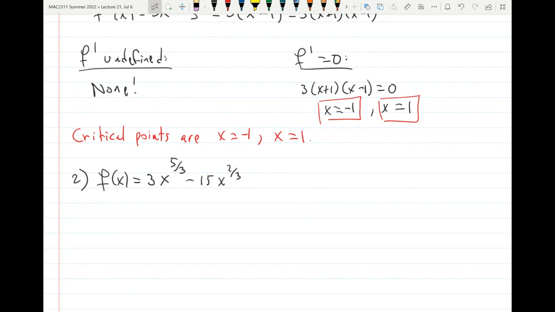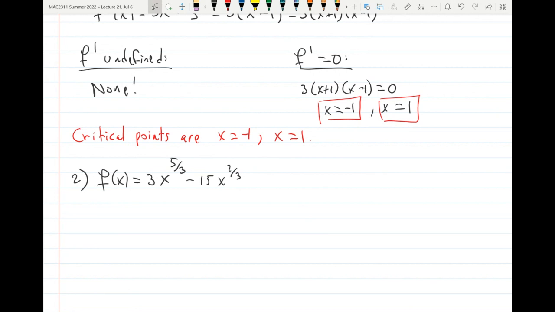Now, here, a potential issue could be because these are radicals, right? But what's the index of these radicals? Remember, the denominator is the index. What's the index? These are cube roots. Is there a problem with cube roots? There's no issue with cube roots. You can do cube root of positive or negative numbers. Do you understand this? So domain here is all real numbers. You can plug in whatever you want and you will get an output.